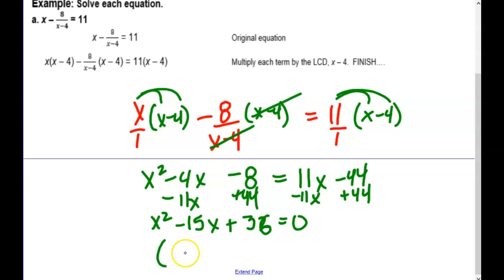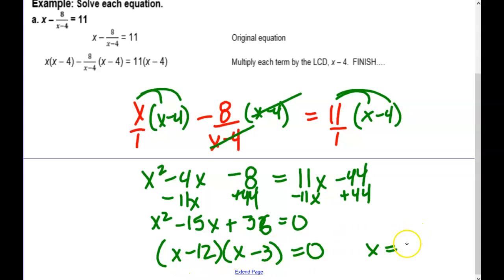Then it needs to be 2 negatives. 12 and 3, right? Whew, that took me a minute. So then when I set each of those factors equal to 0, I would get 12 or 3. Do either of those make the denominator 0? Remember, the only denominator here was x minus 4, and they both work, right?